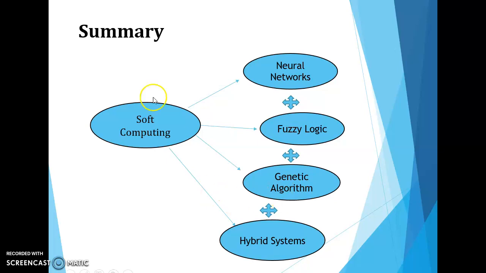And the last technique of soft computing: instead of taking each one as a separate individual technique, why can't you combine any two to produce a hybrid system? There are three hybrid systems. One is neural fuzzy system. Second one is neurogenetic. Last one is fuzzy genetic.